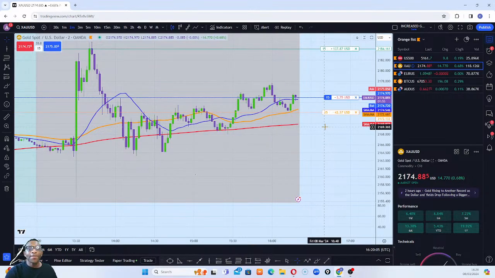Once it makes its way further up, all I will do is move my stop loss above my entry, giving me a risk-free trade.